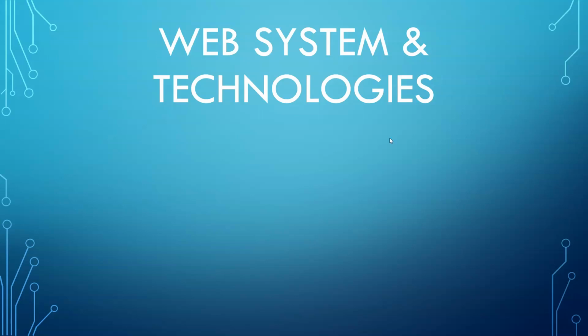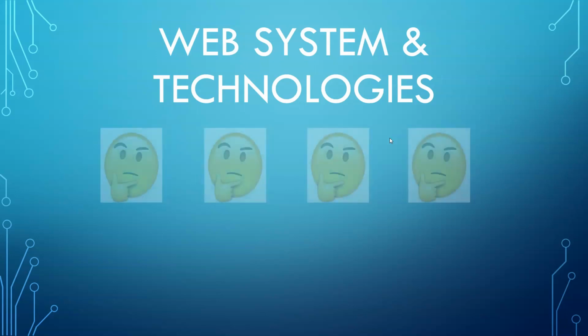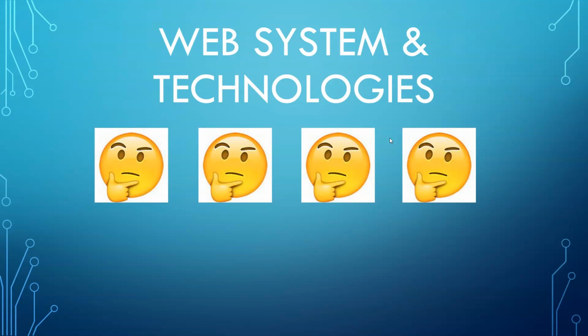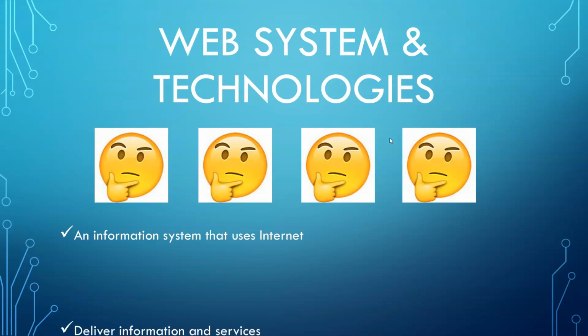Today, we are going to tackle what is the area of web systems and technologies. But first, we need to clarify what is a web system. A web system or web-based information system is an information system that uses internet web technologies to deliver information and services to users or other information systems or applications.